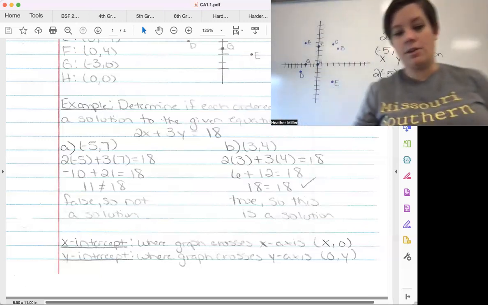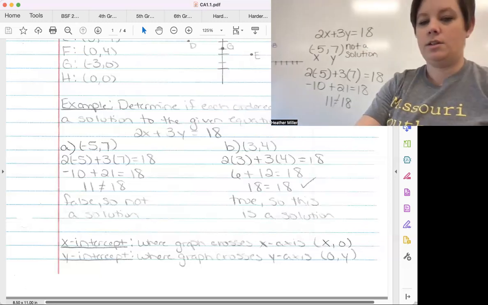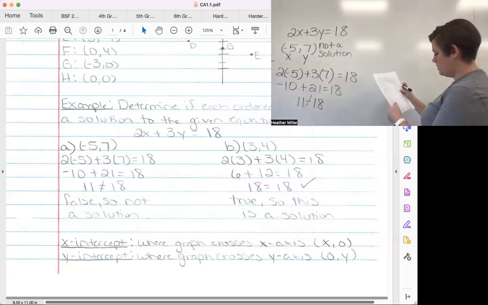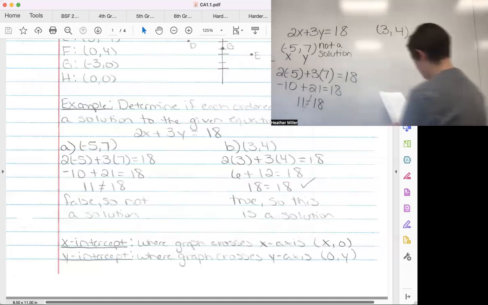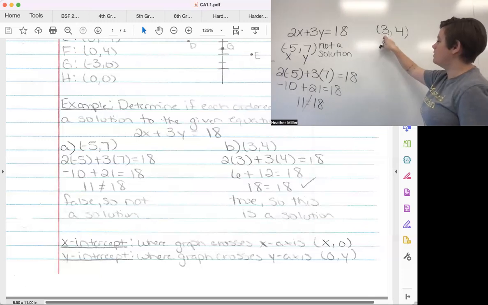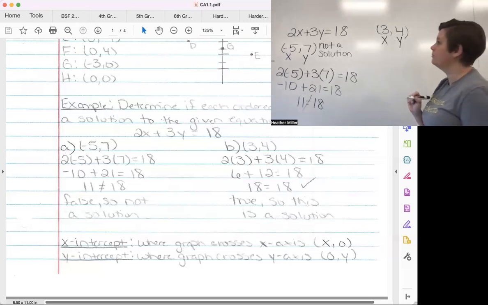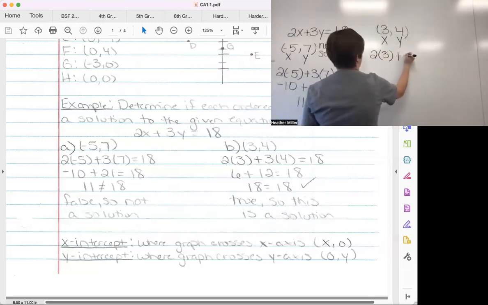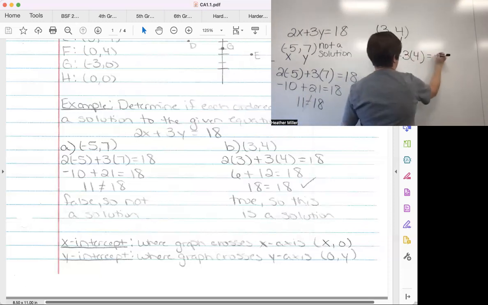So let's test out our other point. Let's see if I can slide this down at all. Yeah, I got a little bit of space. Slide it down and we'll test out our second point. Our second point was 3, 4. So we're going to do the exact same process, except our x value now is 3 and our y value is 4. Okay, so we have 2 times x, which is 3, plus 3 times y, which was 4, equals 18.